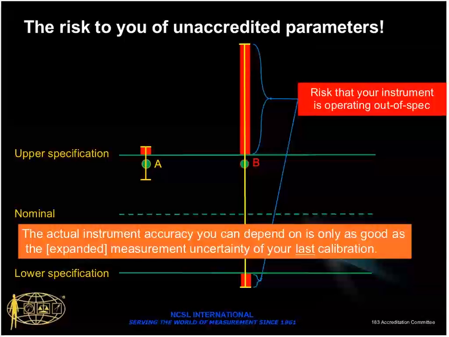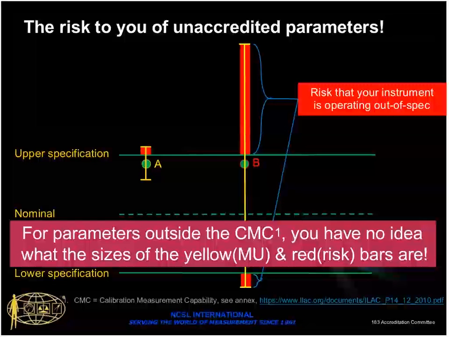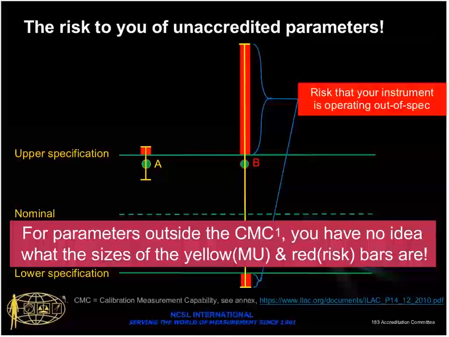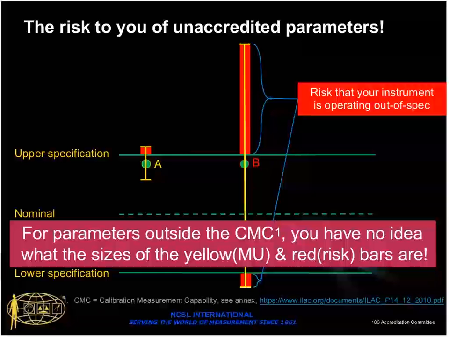Anyway, what I am able to tell you with some confidence is that I'm afraid that quite often when there is a parameter which is not accredited, the actual measurement uncertainty, although we don't know what it is, would be at least as bad as what we're showing you in the case B. So I think what you can say here is that for parameters that are outside the calibration measurement capability or the schedule that Trevor was mentioning just a moment ago, you really have no idea what the size of that risk bar is. The only thing you can say for sure is that it was not assessed.